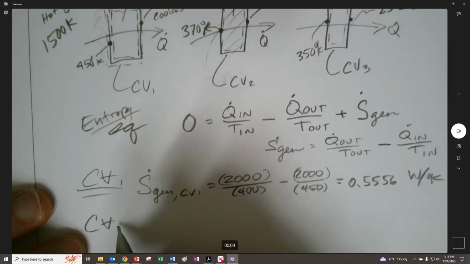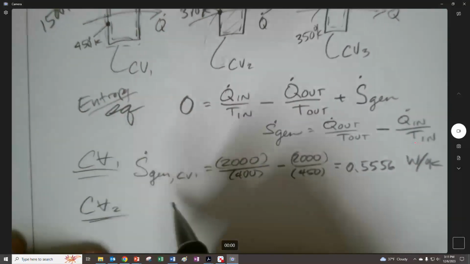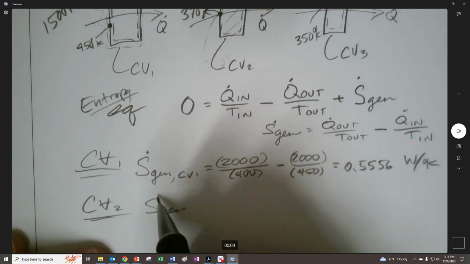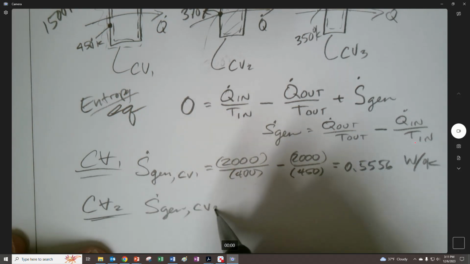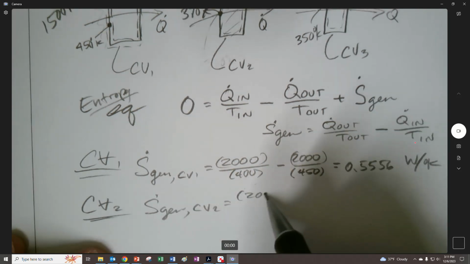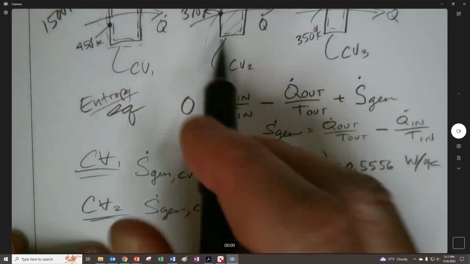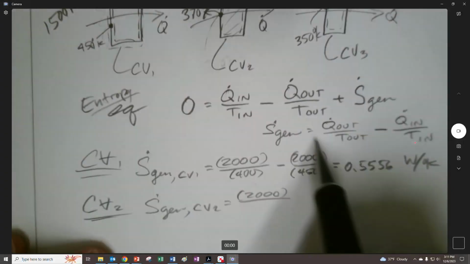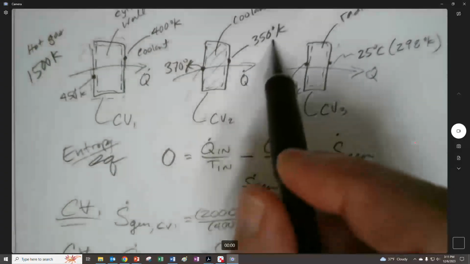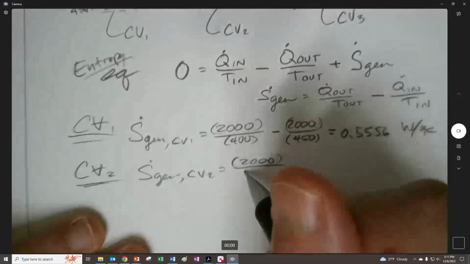Control volume 2, S gen, control volume 2, 2000 over, what do we say? It's going to be out over in. That's the 350, 370.